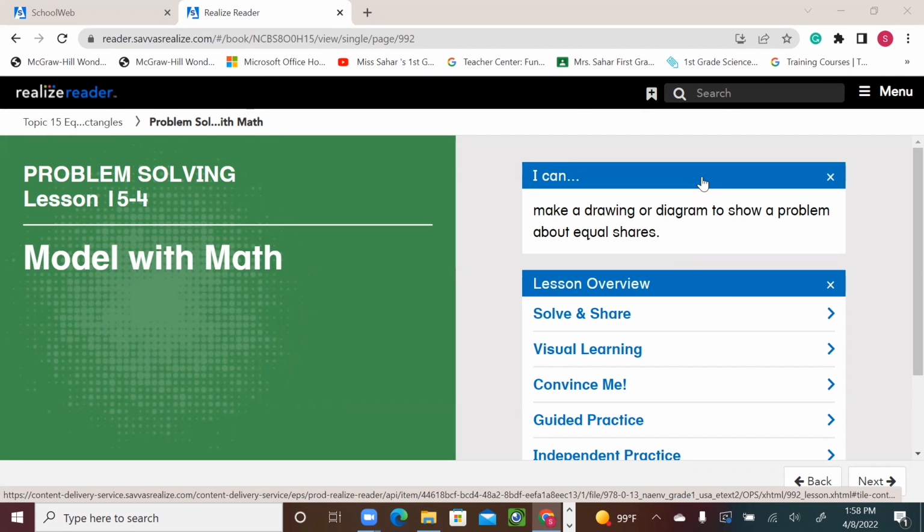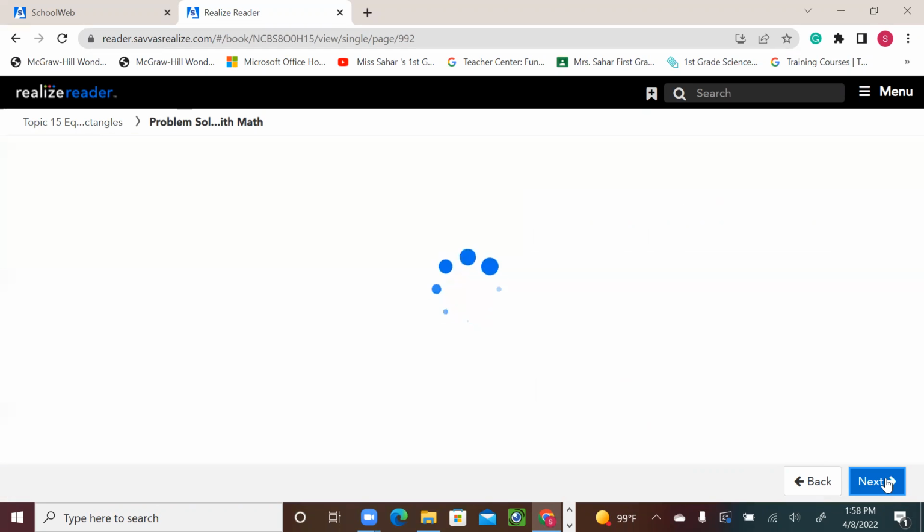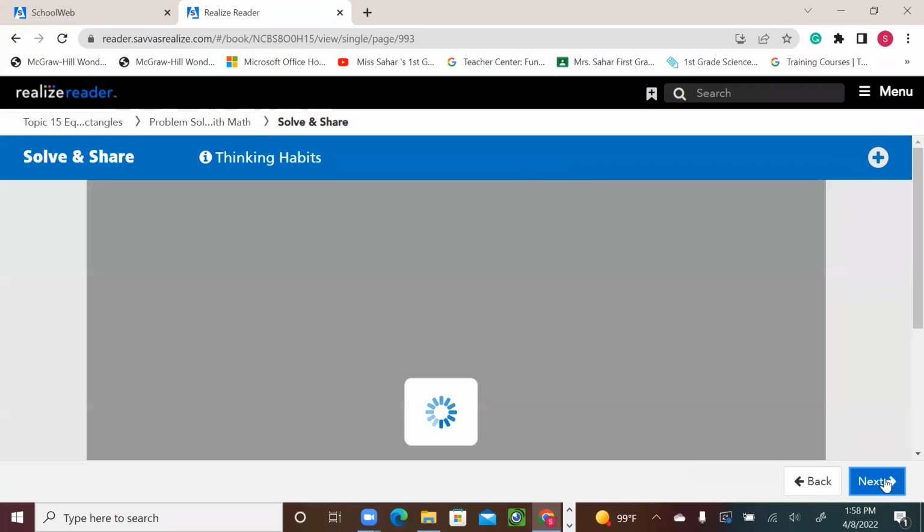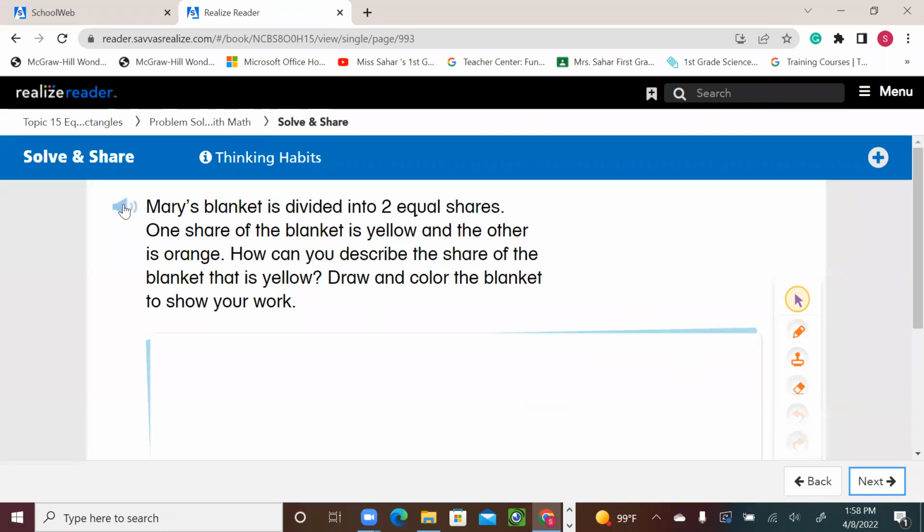We are still in topic 15, and this is lesson number 4. So please open your book, page 621. Model with math. Let's see what we have.